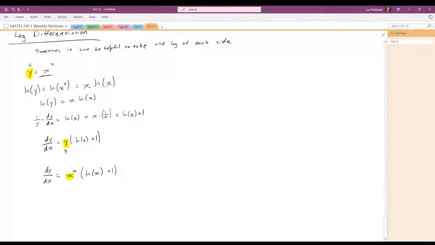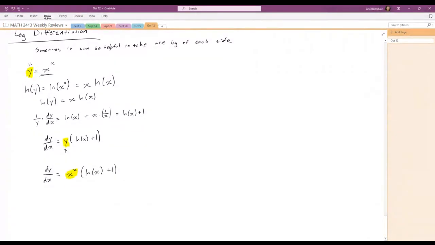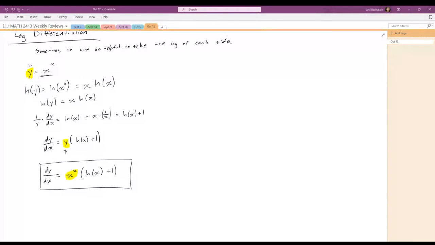So this is the exact same thing, and that would be my final answer because, again, there are no more y's on the right-hand side, so we're good. Pretty cool stuff, huh? Any questions?